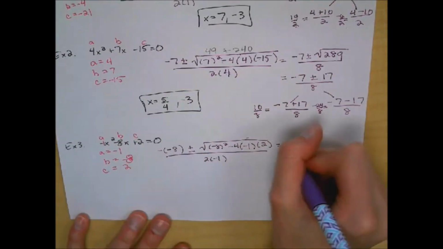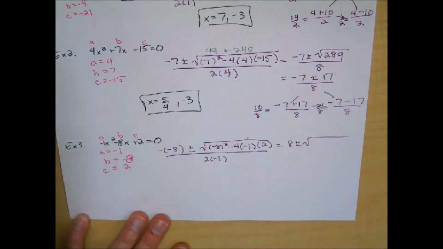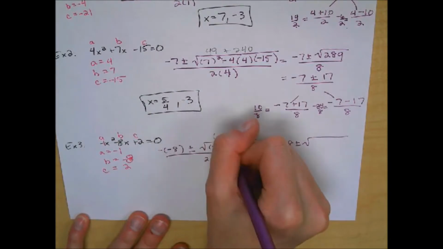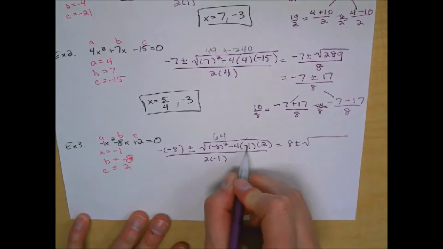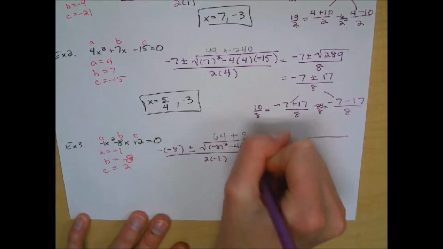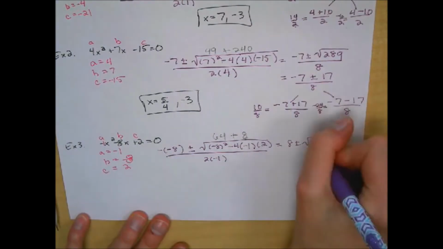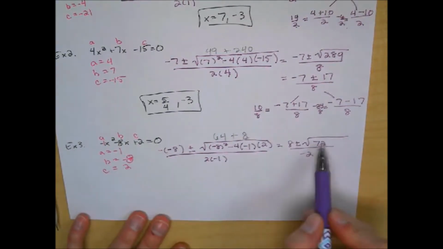Simplifying, we get 8 plus or minus. On the top, 64. Negative times a negative times a positive. That's going to be a positive plus 8. So that's 72 over negative 2. This is not a perfect square.